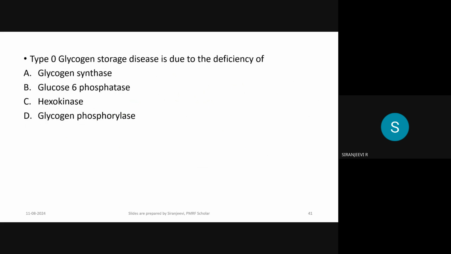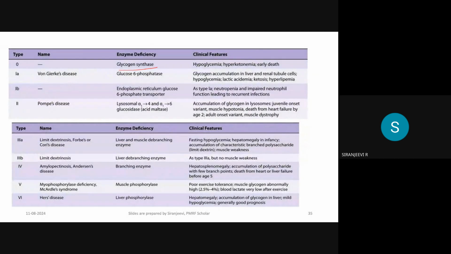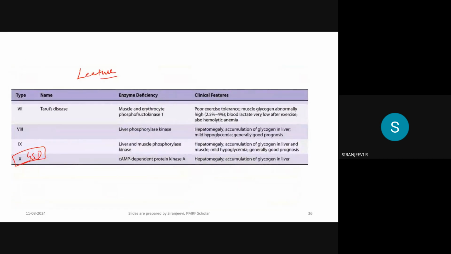Type 0 glycogen storage disease is due to the deficiency of glycogen synthase. Just now we have seen that, so option A is correct. Other molecules, what is what, and how this is happening, we will see in the upcoming classes.